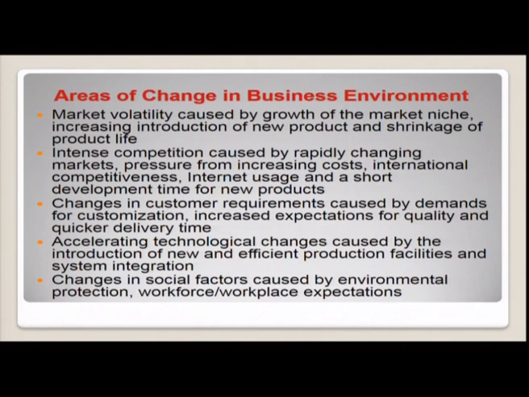Now let us see the areas of changes in the business environment. Market volatility is caused by growth of the market niche, increasing introduction of new products and shrinkage of product life. Intense competition is caused by rapidly changing competitiveness, internet usage and short development time for new products. Changes in customer requirements are caused by demands for customization, increased expectations for quality and quicker delivery time. Accelerating technological changes are caused by the introduction of new and efficient production facilities and system integration. Changes in social factors are caused by environmental protection, workforce and workplace expectations. So these are the areas where changes take place in the business environment.